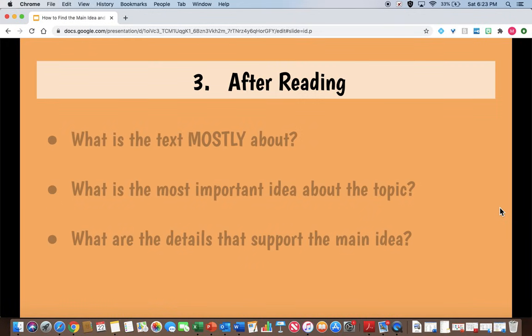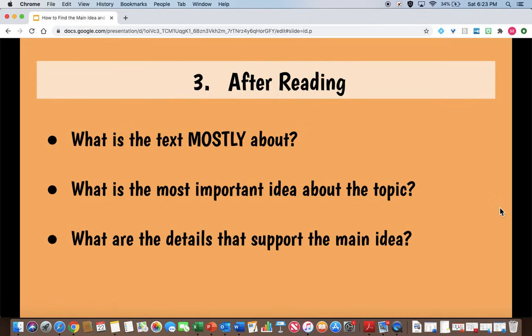And then finally, after reading, make sure you ask yourselves these questions. What is the text mostly about? After reading, what was the thing that kept repeating over and over again? If I just had one sentence to write about this entire article, what would that one sentence be? What was the most important idea about the topic? So our topic is obviously communities, so what was the most important idea about communities? What was the author trying to say about communities? And then also start to think, what are the details that support the main idea?